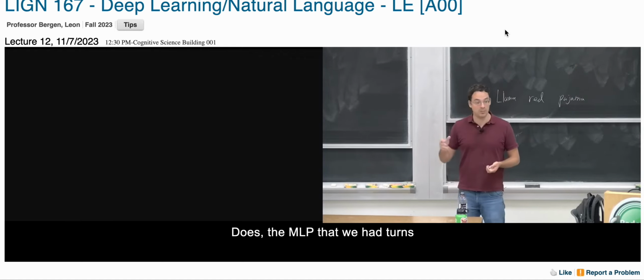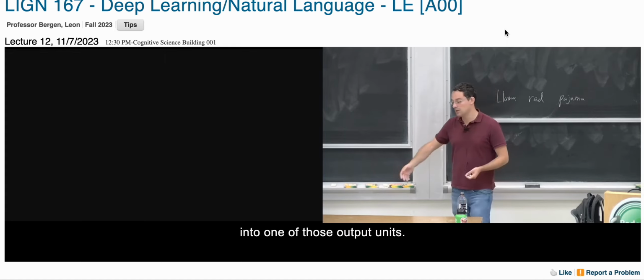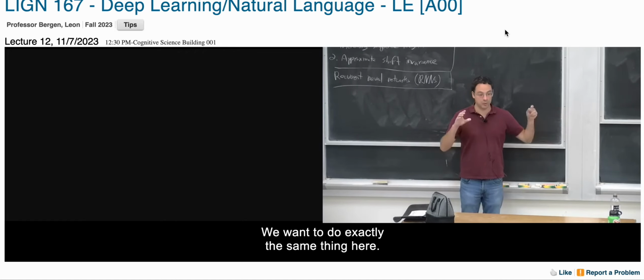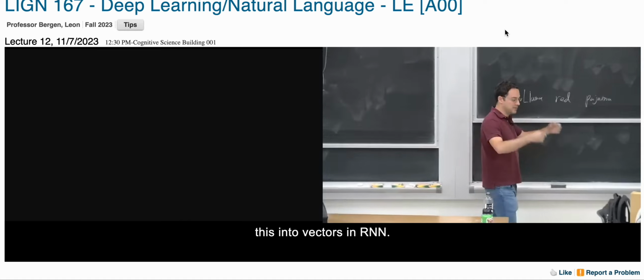And MLP does this, right? The MLP that we had turns sentences into vectors that then we use for classification. Right, so we have a vector, we map it into one of those output units. We run that through a sigmoid, gives us back a probability. We want to do exactly the same thing here. So we want to have a function that turns sentences like this into vectors.